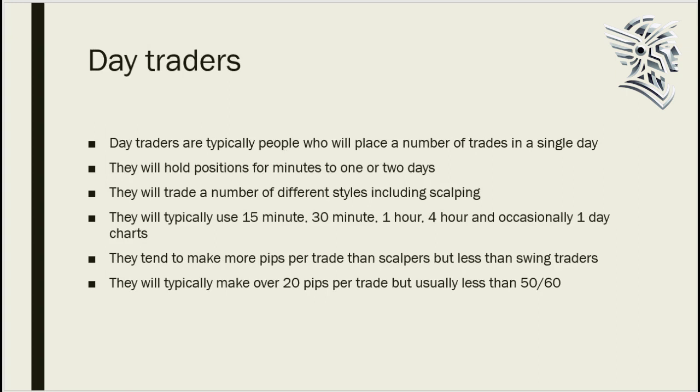So day traders are typically people who will place a number of trades in a single day. They'll hold their positions for minutes to even hours and even occasionally a few days. They'll trade a number of different styles, including scalping. They usually use 15-minute, 30-minute, 1 hour, 4 hours, and occasionally the 1-day charts so they can get the bigger picture. They tend to make more pips than scalpers, but less than swing traders. So they'd look to make over 20 pips per trade, but rarely ever make more than 50 or 60.